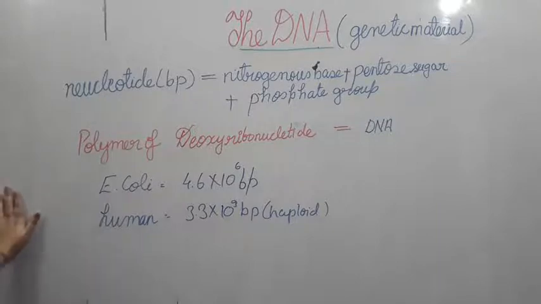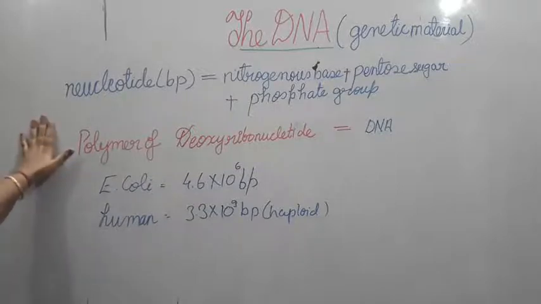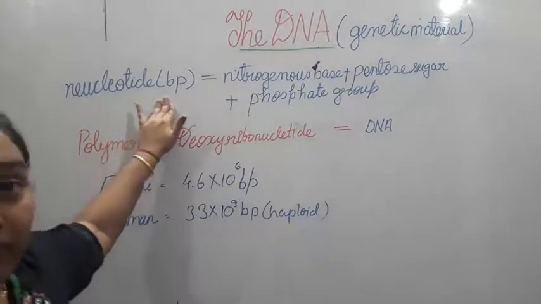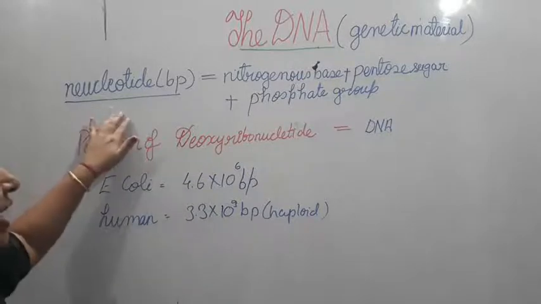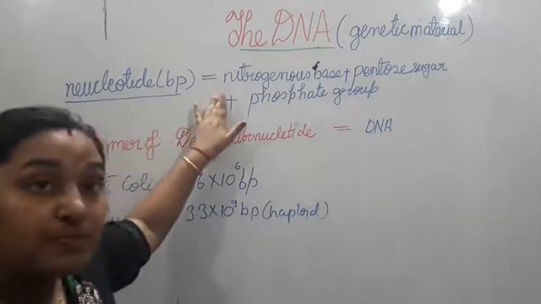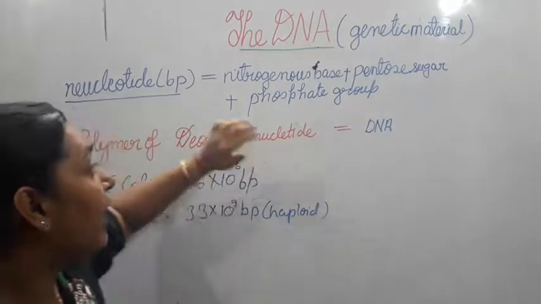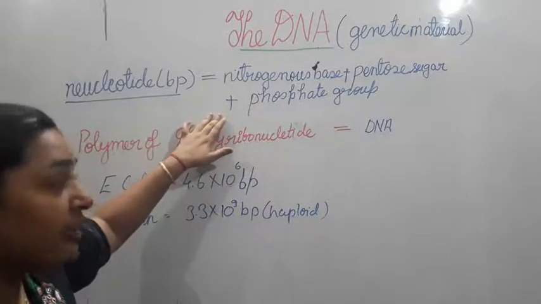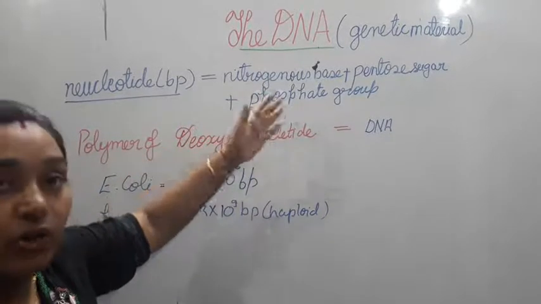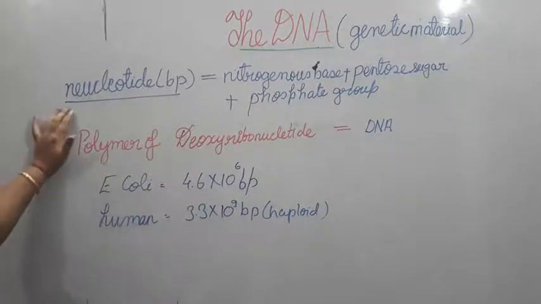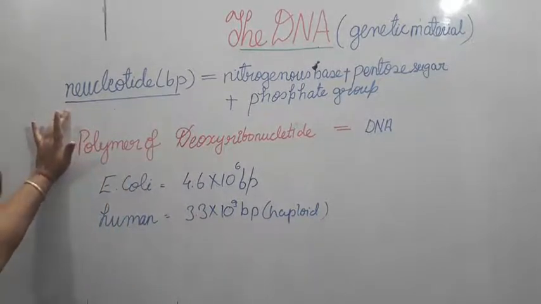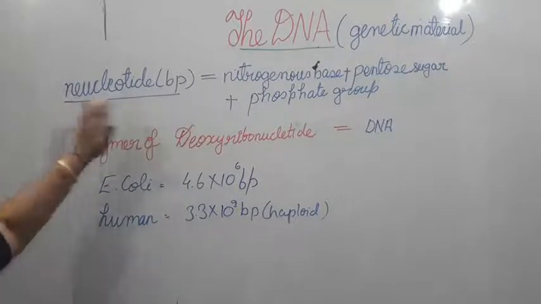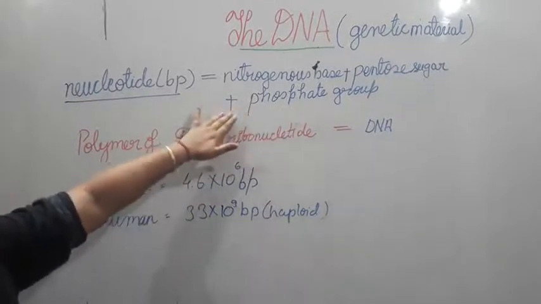Now DNA is made up of what? DNA is made up of a long polymer of nucleotides, which is also called a base pair. The nucleotide is made up of a nitrogenous base, pentose sugar and phosphate group. Further in this lecture we'll see what these groups are and what their functions are. So now you know that DNA is made up of a long polymer of nucleotides, made up of a nitrogenous base, pentose sugar and phosphate group.